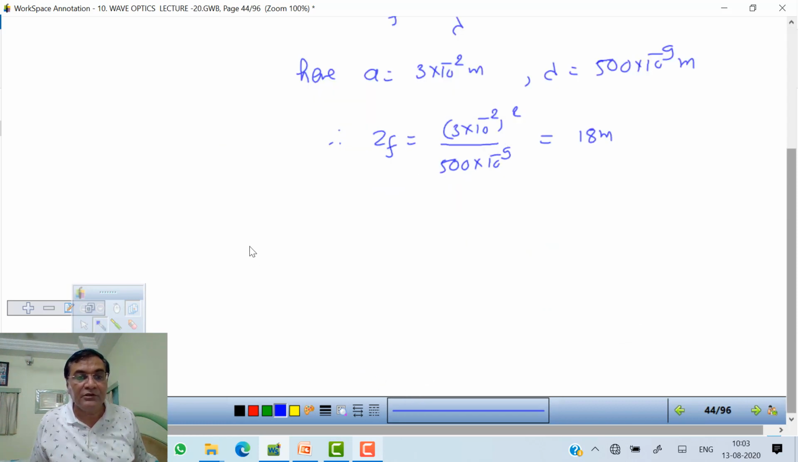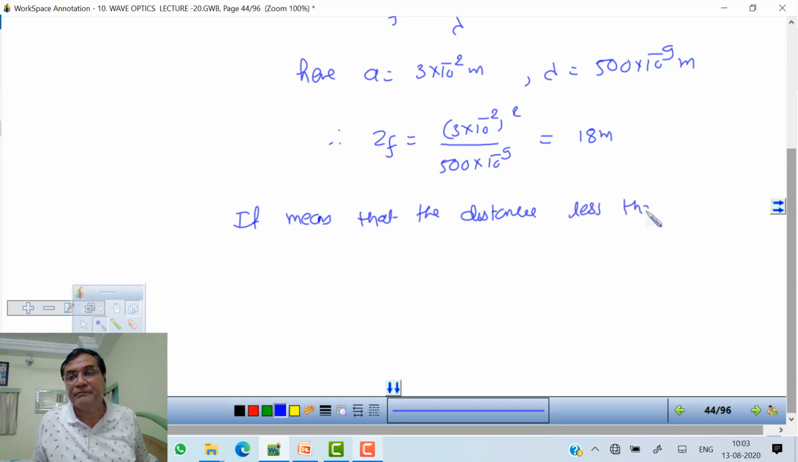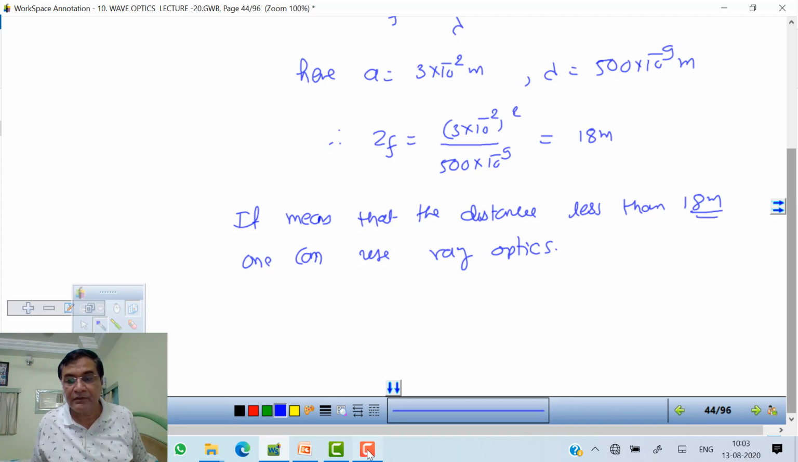Okay, it means that for distance less than 18 meter, one can use ray optics. Okay, 18 meter is the answer.